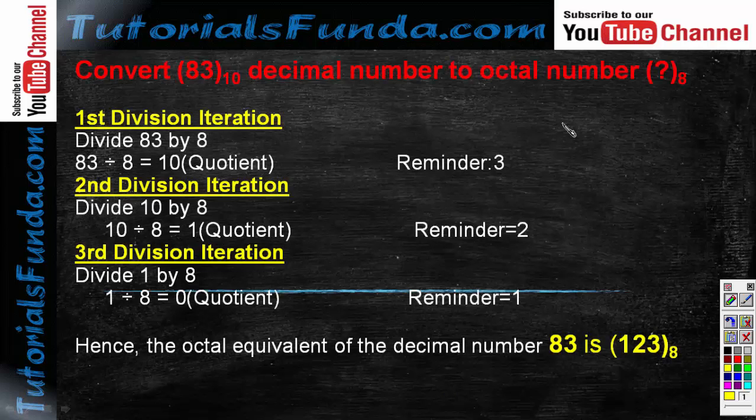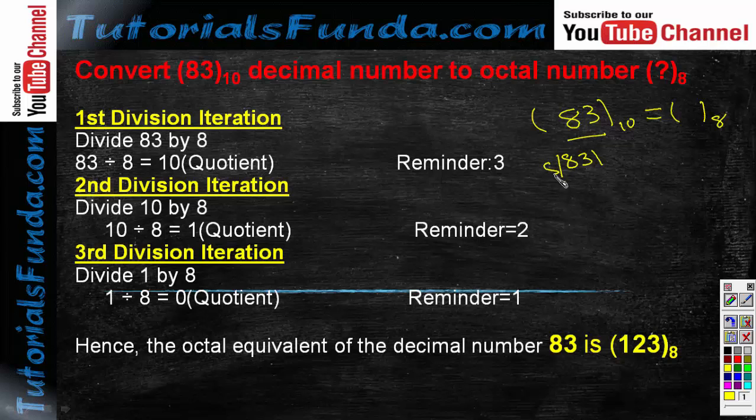Here our example is 83. Now we want to convert this decimal number to its corresponding octal form. So how do we convert 83 to its corresponding octal form? Remember, previously I gave the 3 rules. Follow those rules here. Take the decimal number, that is 83.